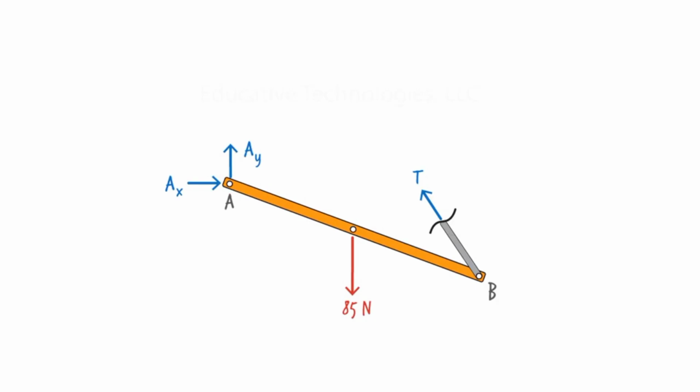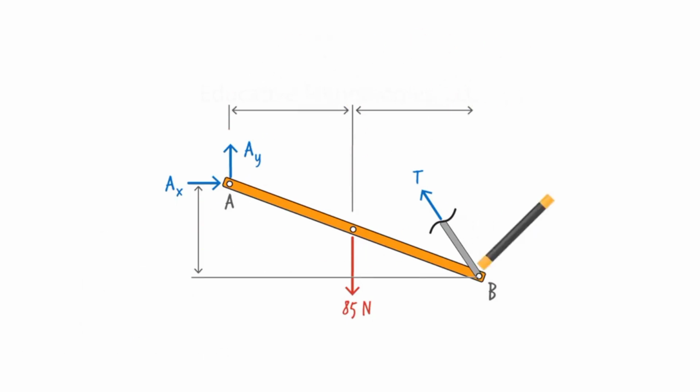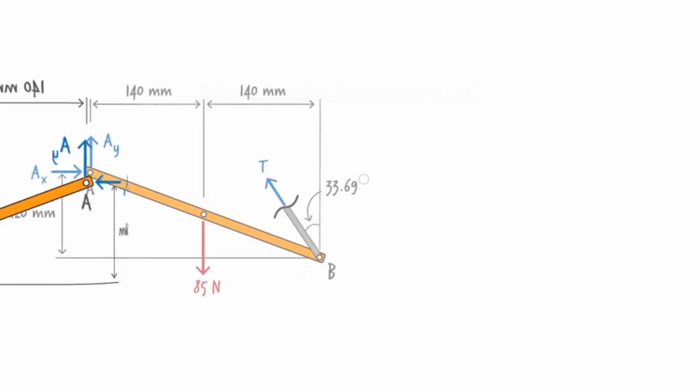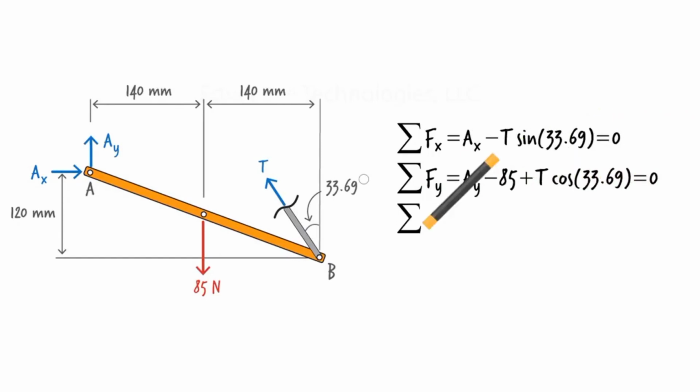Since there is a pin at A, we end up with two forces at the end of the rod, a force in the x direction and one in the y direction, and we label the tension force in the cable as T. Using the geometry of the system, we can easily determine the angle that the cable makes with the vertical axis. The angle is 33.69 degrees. We complete drawing the free body diagram by showing the relevant distances, like this. Now, we can formulate the static equilibrium equations needed for determining the unknown forces.